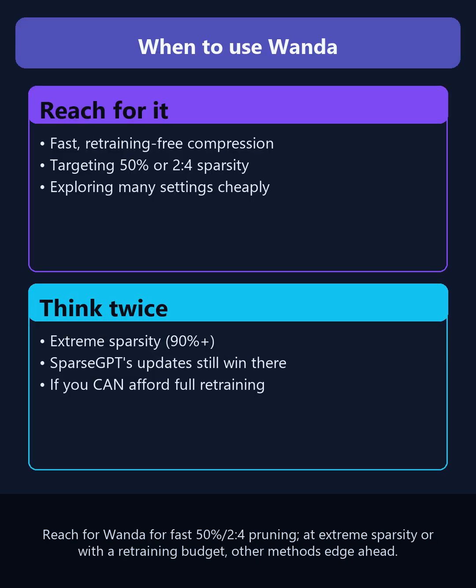When should you reach for Wanda, and when not? Reach for it when you want fast, retraining-free compression, when you are targeting 50% or 2 of 4 sparsity, or exploring many settings cheaply. Think twice at very extreme sparsity like 90%, where SparseGPT's weight updates still win, or when you can afford full retraining and want every last point of accuracy back. Match the tool to the budget.